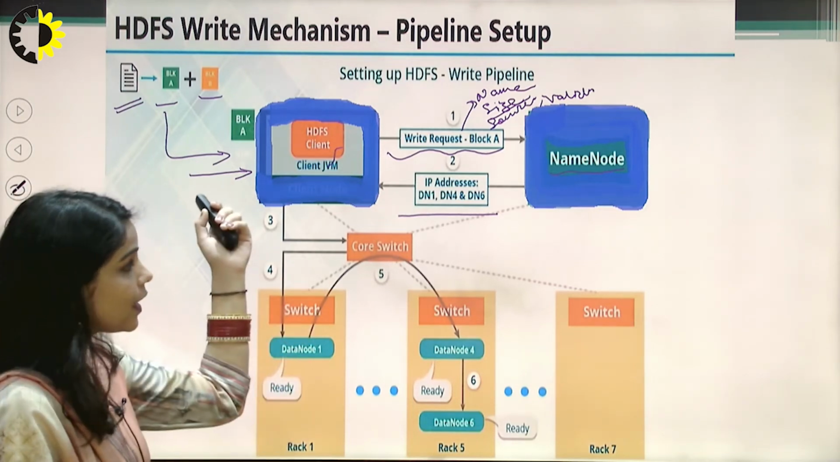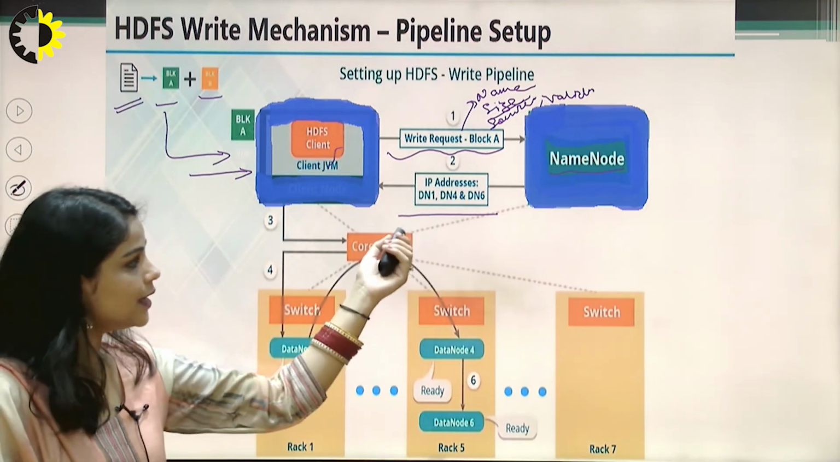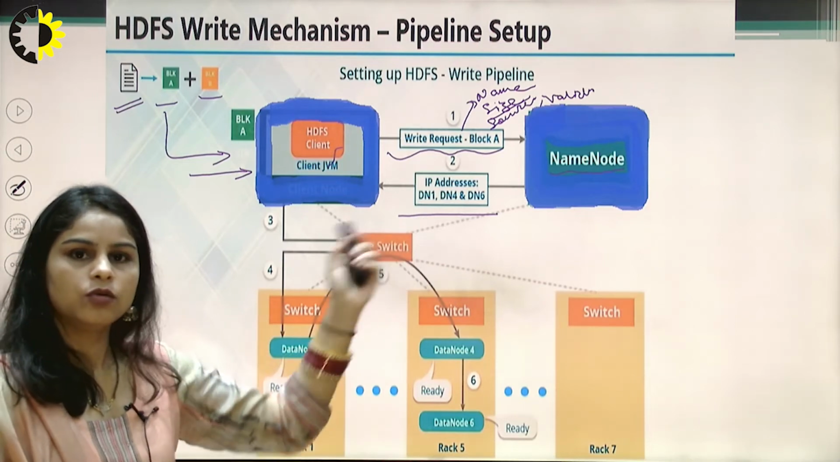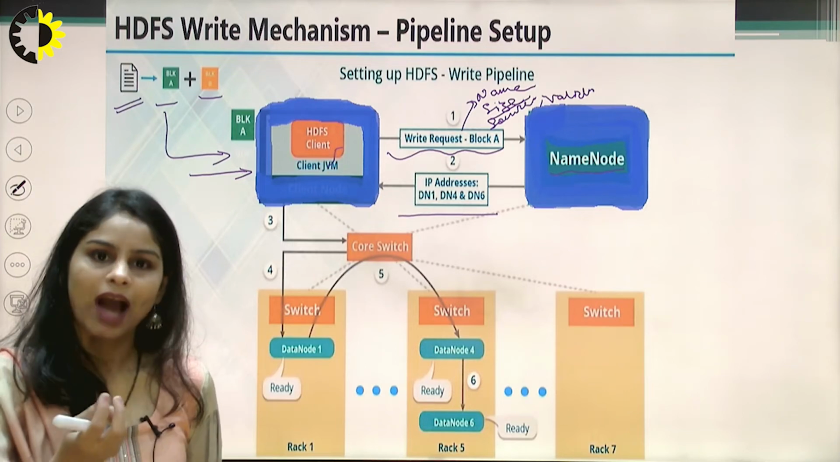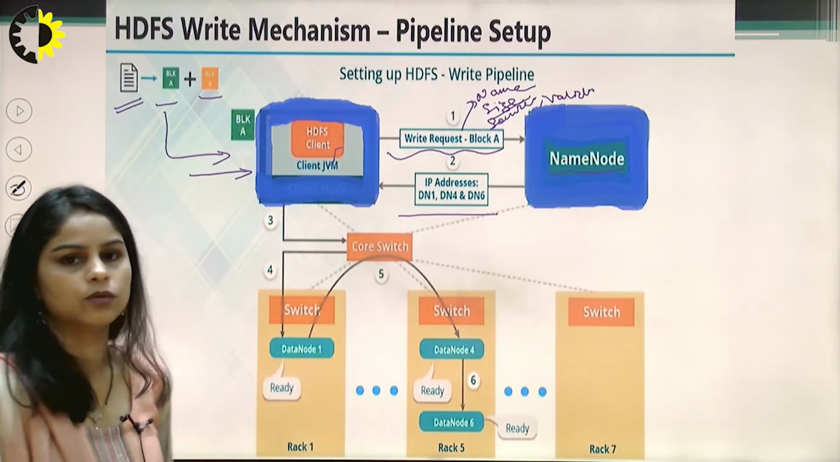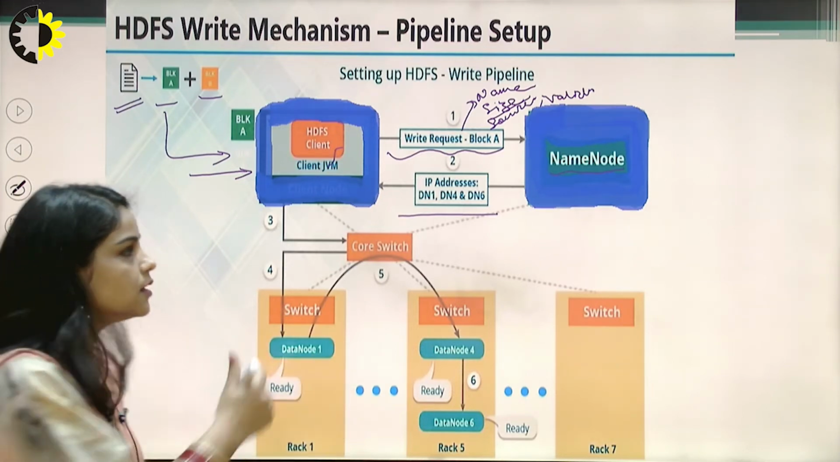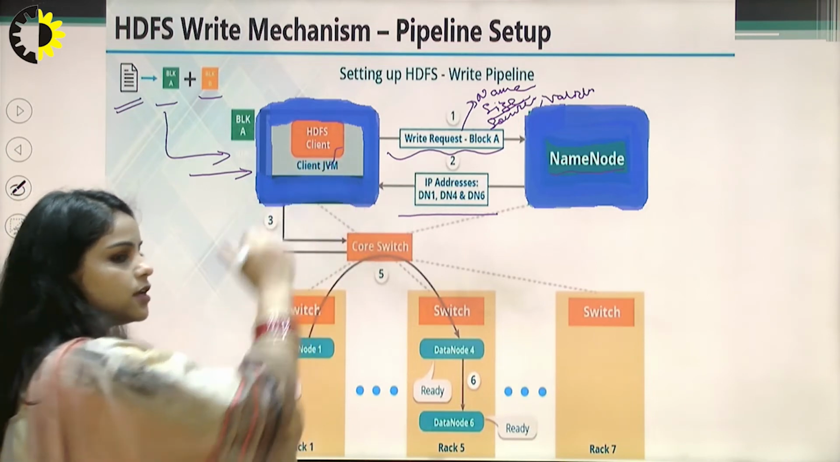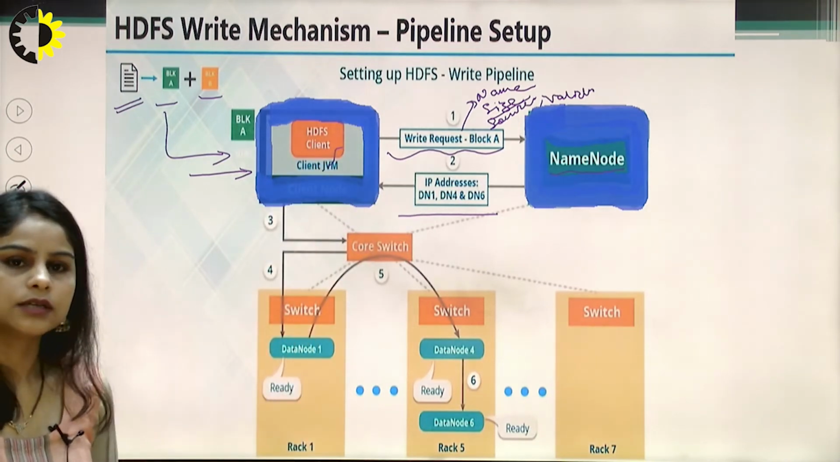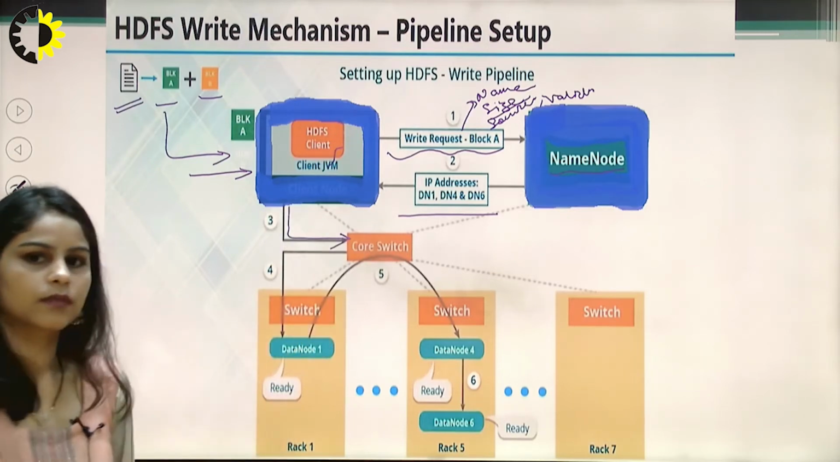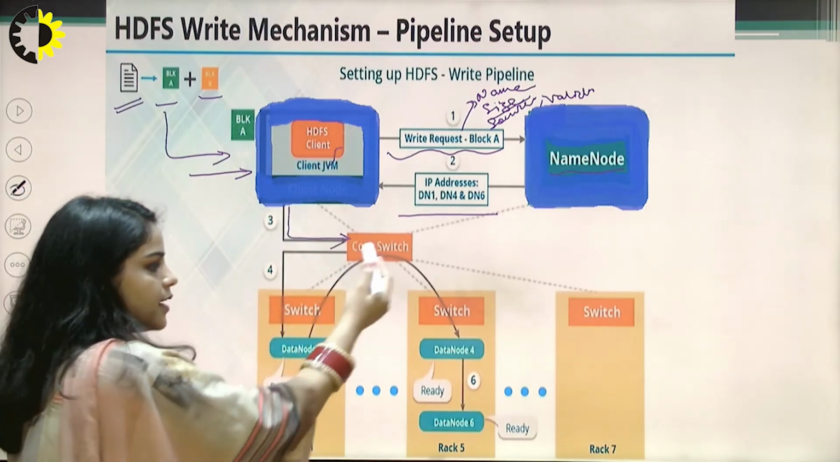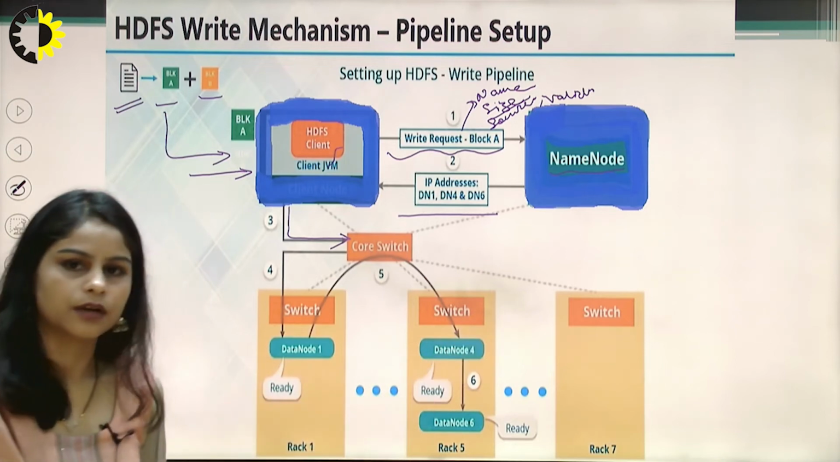Now, block A can be stored in data node 1, in data node 4 and in data node 6. It means now we have the address of all these data nodes. So, once the HDFS client gets this input, this IP address, it will go to the core switch component. Now, these switches, they will send the control to the respective data nodes, right?